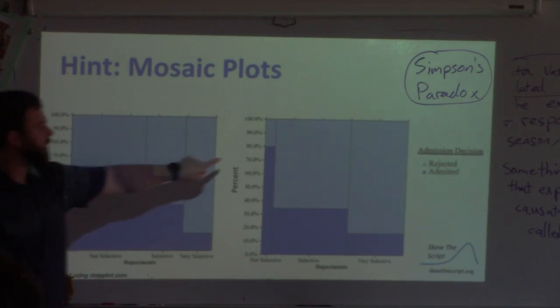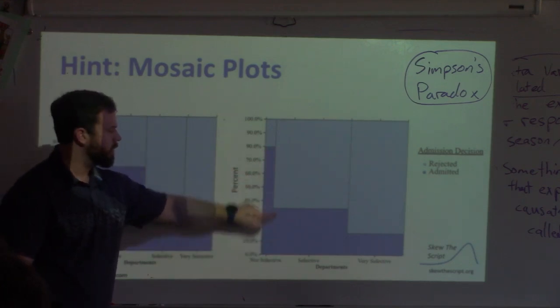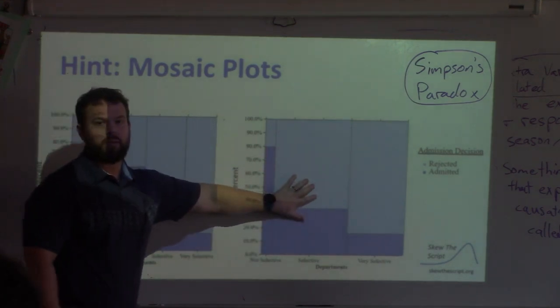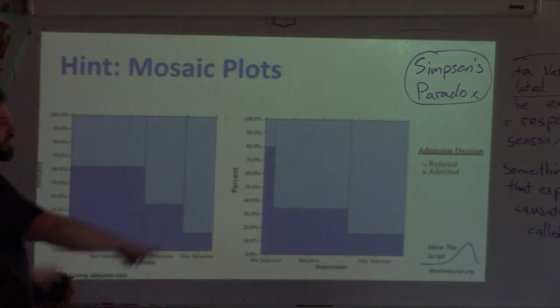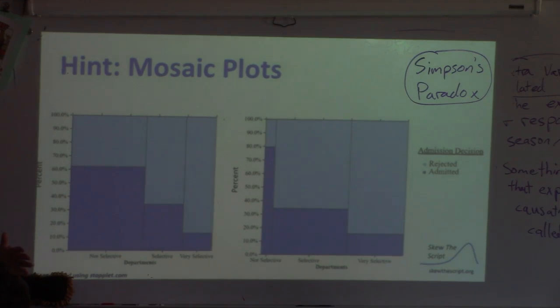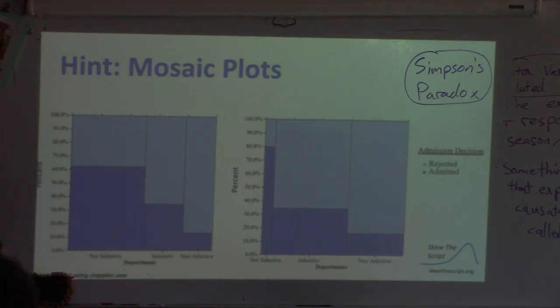Because even though they had a really high admissions rate right here, did many of them apply here? No. A much higher rate applied to these areas. You would not be able to see this story in a traditional segmented bar graph. A mosaic plot shows us the story in both variables, both the admissions rates, but also proportionally how selective the departments were that they were applying into.